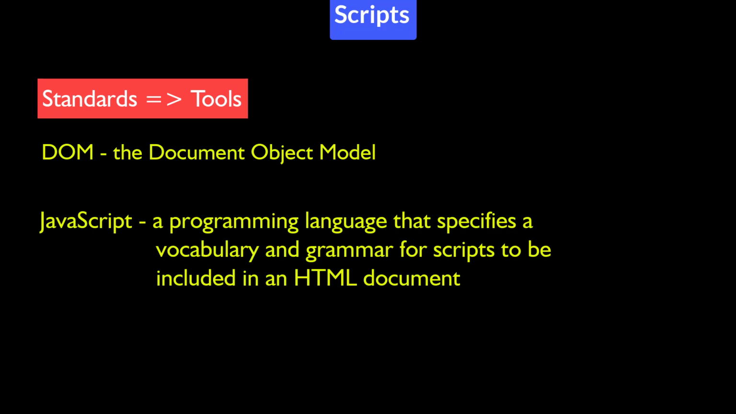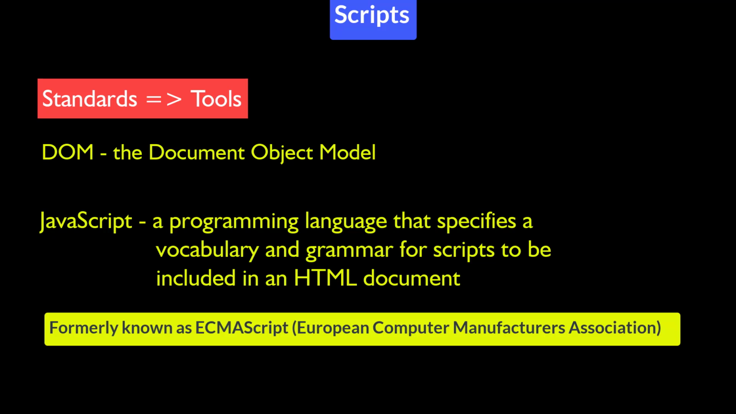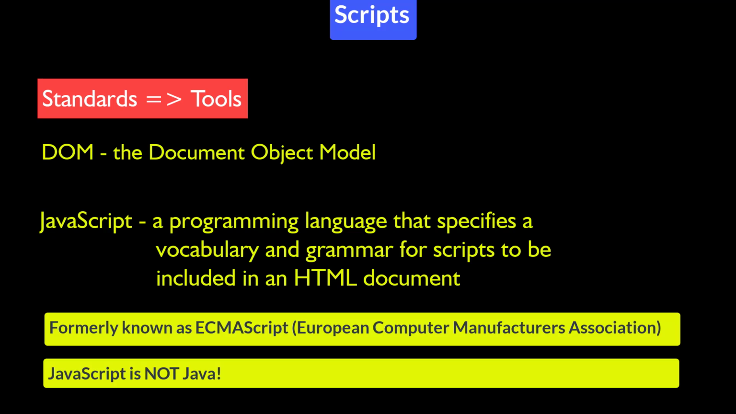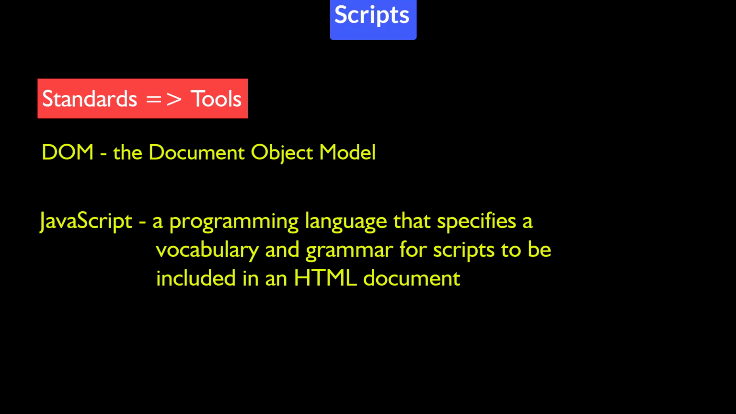The other standard is JavaScript, a programming language that specifies a vocabulary and grammar for scripts to be included in an HTML document. Formerly known as ECMAScript, European Computer Manufacturers Association script. Note, you may have heard of the Java programming language. JavaScript is not Java. In this course, in this lesson and some later ones, we look to introduce a practical subset of the entire body of work for DOM and JavaScript. Just scratching the surface, yet providing you with some powerful tools to make your web pages responsive and interactive.